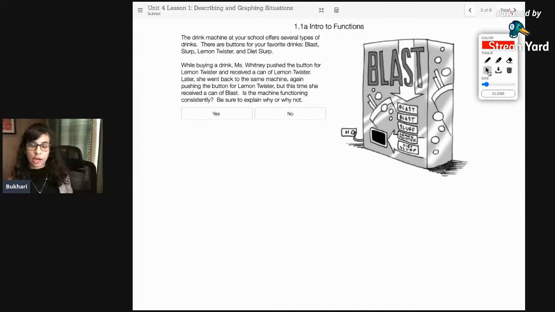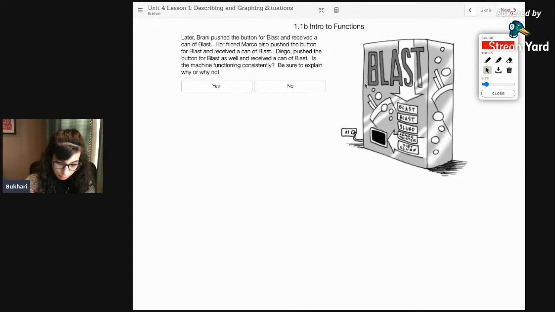I'm not asking you to know the definition of a function as we move forward into our first one, but think about what function means. Is this functioning correctly? If I'm pressing a button for lemon twister and I'm not getting lemon twister, is that a functional drink machine? So I want you to think about that as you are going through. Let me know yes or no and why you think so.